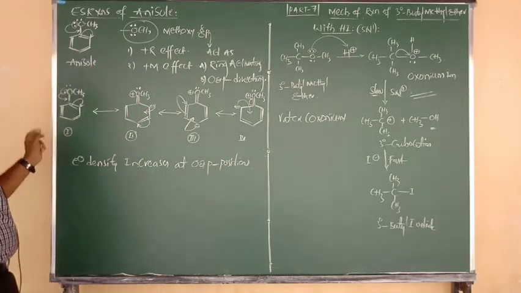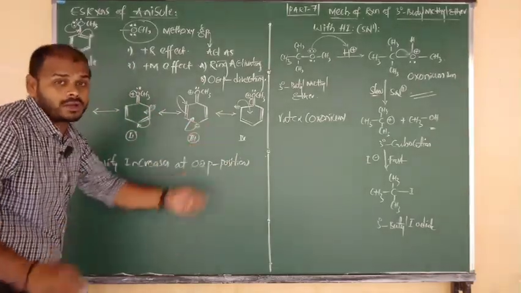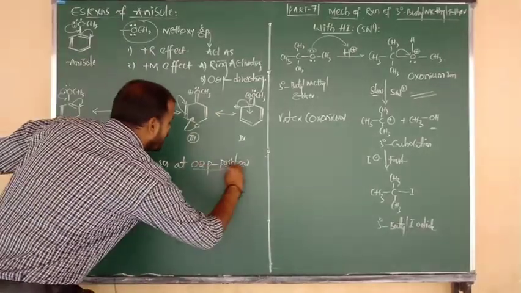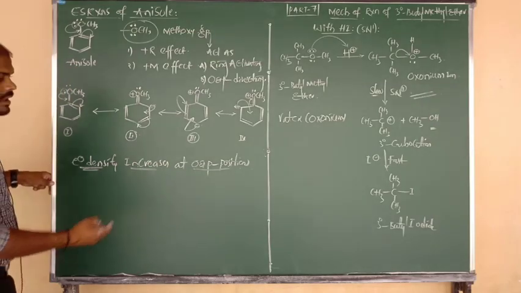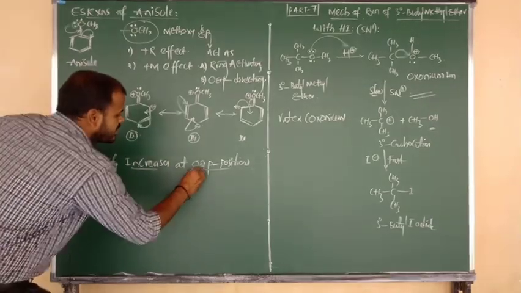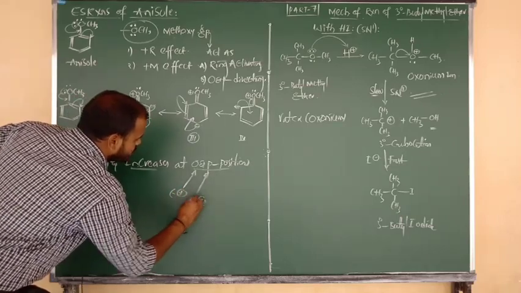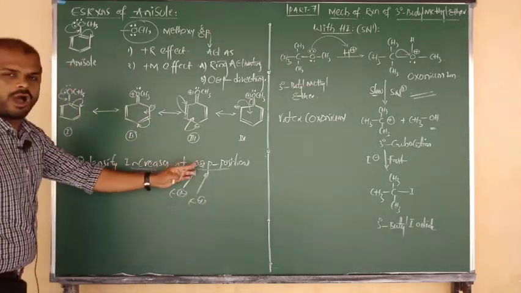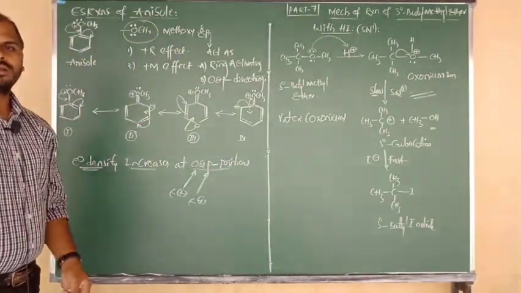Ortho and para positions, you can check the diagram. Ortho more density, para more density, again ortho more density. So upon ortho and para positions, the electron density increases. Such ortho and para positions now get attacked by what, beta? Electrophile. So electrophilic substitution takes place upon ortho and para positions of anisole.